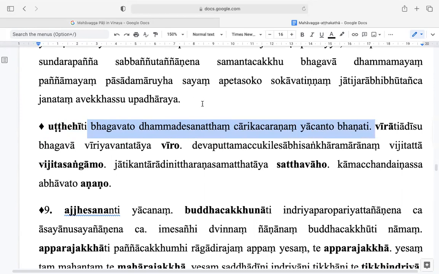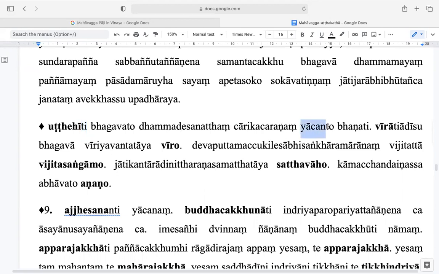That is why this word should be understood: Otehiti vacanam bhanati, the object of bhanati. Otehiti padam bhanati. Bhanati means says. So Brahma says the words Otehi Vira Vichita Sangama, and so on. That is why iti should be understood here: iti idam vacanam, or iti idam padam, iti idam vacanam bhanati. So Brahma Sahampati says this word, this speech, Otehi Vira Vichita Sangama, and so on.